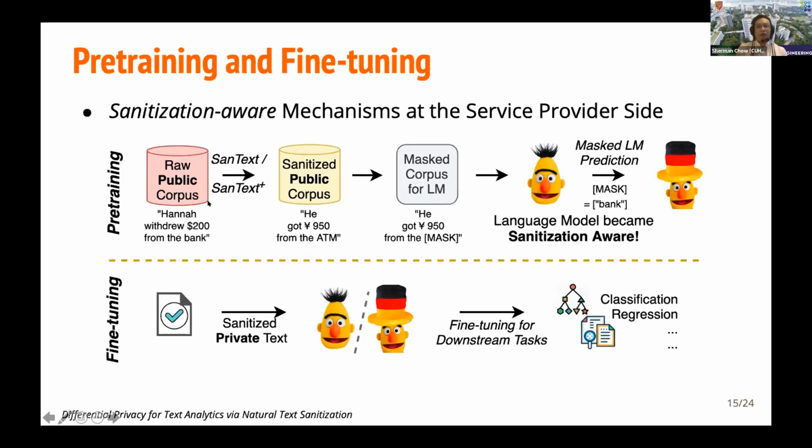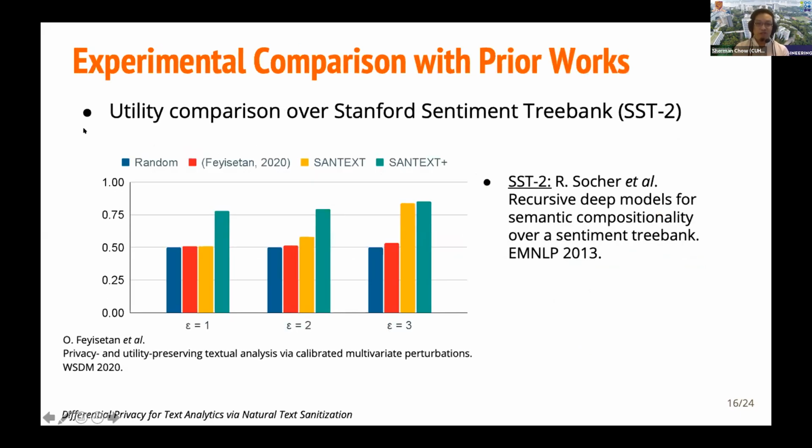For the next stage of fine-tuning, we have two approaches. You can either feed the standardized text to the regular model or to our sanitization-aware language model. Okay, and in the interest of time, I will just highlight two experimental results.